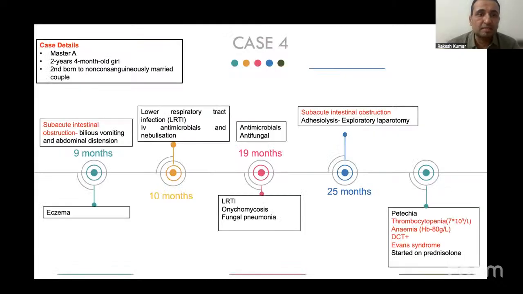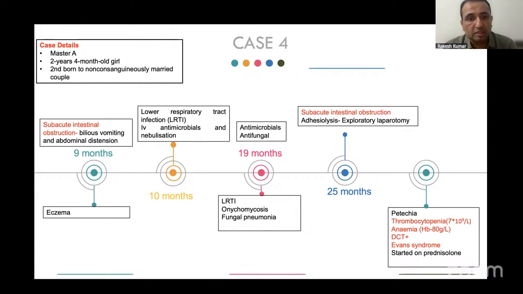This is the last case, a 2 year 4 month old girl who was born to a non-consanguineously married couple. She was doing well till 9 months of age, and at 9 months she started with severe eczema. She had subacute intestinal obstruction with bilious vomiting and abdominal distension. At that time they thought it was some food allergy, but she had a subacute intestinal obstruction, and that subsided on its own.